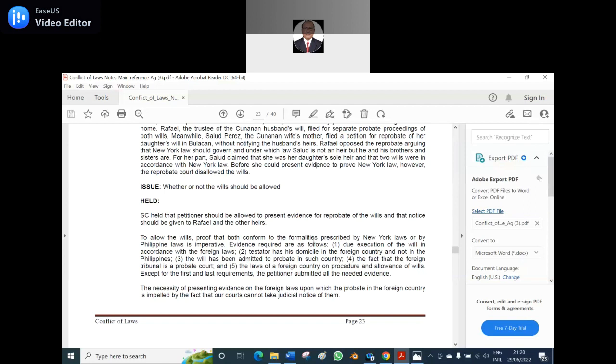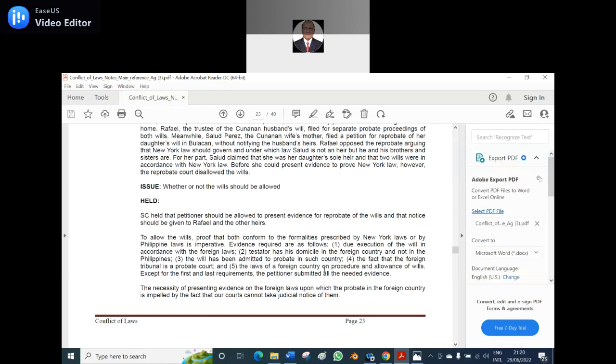To allow the will, proof that both conform to the formalities prescribed by the New York laws or by the Philippine laws is imperative. But they made the will in New York. In that instance, New York law would generally be applied. The evidence required is as follows. Number one, due execution of the will in accordance with the foreign laws. Number two, the testator had a domicile in the foreign country and not in the Philippines. That is, domicile in New York, and the will has been admitted to probate in such a country, that is New York. Number four, the fact that the foreign tribunal is a probate court, meaning the New York court.